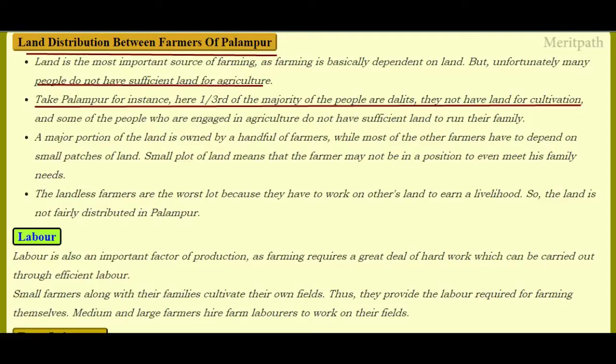Most of the farmers have to depend on small patches of land. So a small plot of land means a farmer may not be in a position even to meet his family's needs. Landless farmers are the worst off because they have to work on others' lands to earn a livelihood. So land is not fairly distributed in the village Palampur.